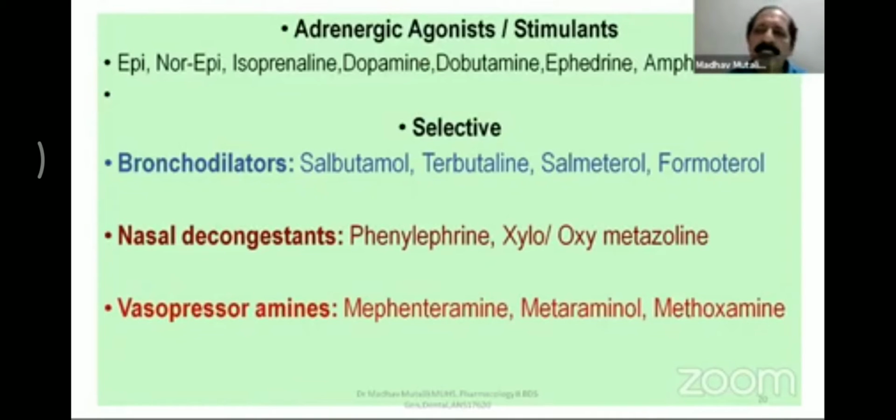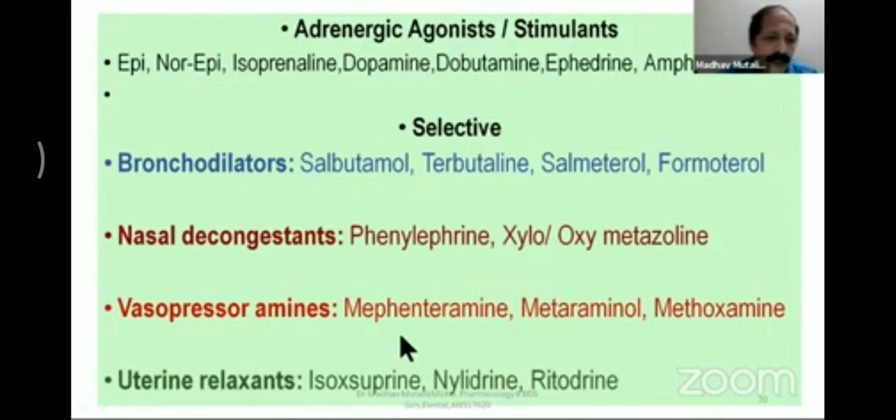Then there are vasopressor amines, which will act on the peripheral blood vessels and which will stimulate the alpha receptor, and this will lead to vasoconstriction and increase in the blood pressure. So sometimes in conditions of hypotension, you might use the three drugs. You can see that all three starting with M: mephentermine, metaraminol, and methoxamine.